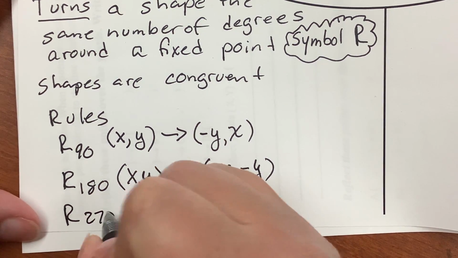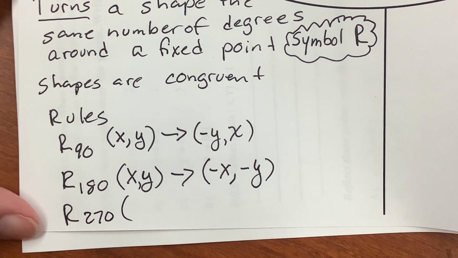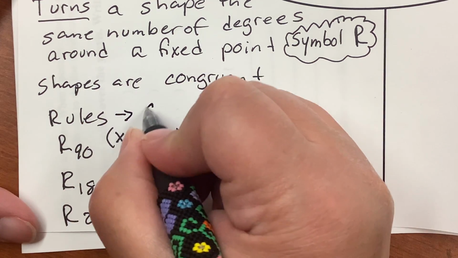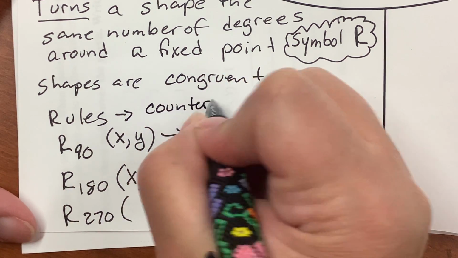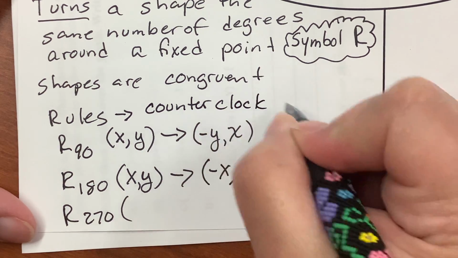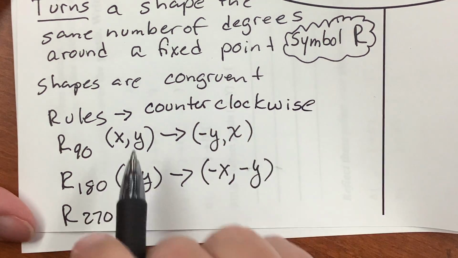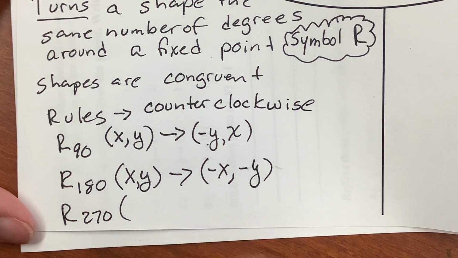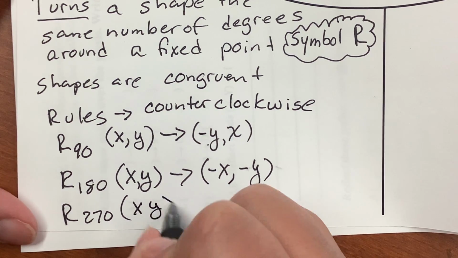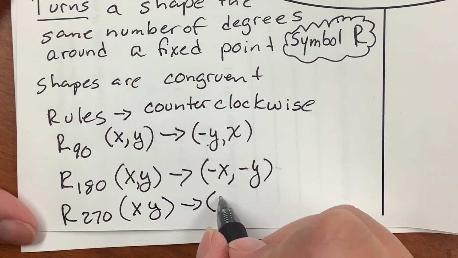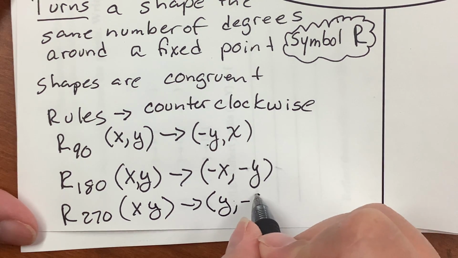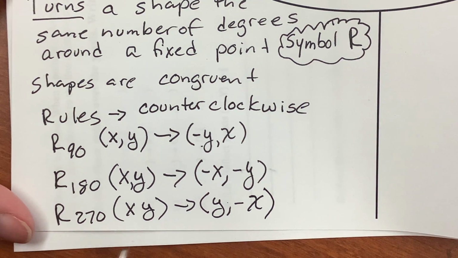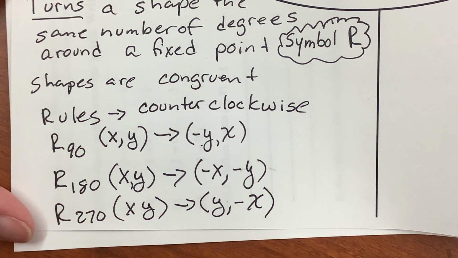And, oh, why not? Rotation of 270, which is not on the test. Repeat, this is not on the test. And these are all for counterclockwise. So, 90 degrees, reverse them and make y negative. 180, negate them both. 270, reverse them and negate the x. All right, you can do this. These are not that bad.